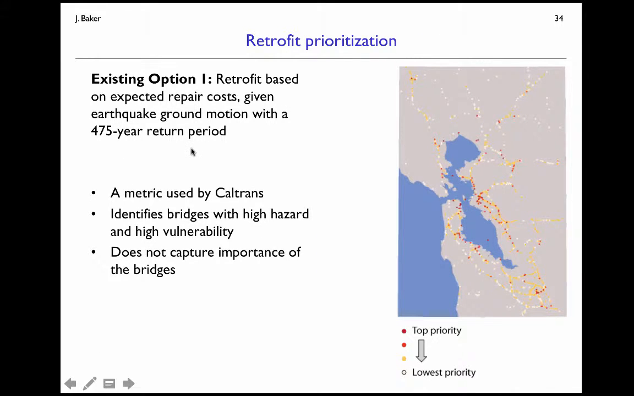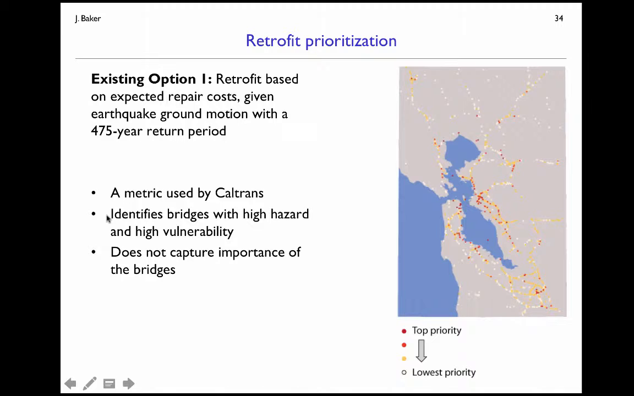So an option that's available today is to say, let's retrofit a bridge if the expected repair costs given a 475-year return period earthquake ground motion were to occur. So you use the 475-year return period ground motion, you use a fragility analysis like the one we're using here, or some sort of another analysis, predict damage and predict how expensive that would be to repair, and then you could go repair the bridges where you're anticipating high repair costs after an earthquake. So this is the metric that's used by Caltrans today.